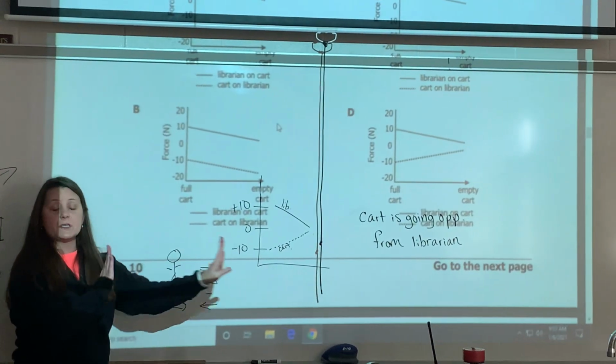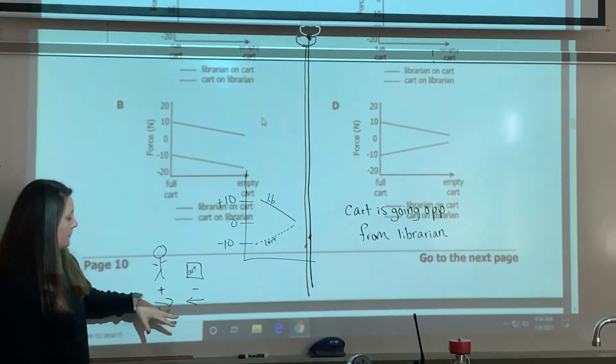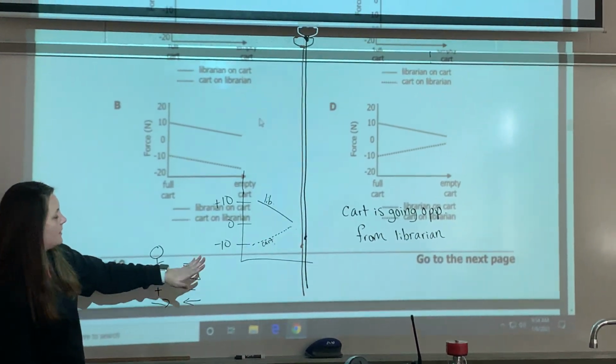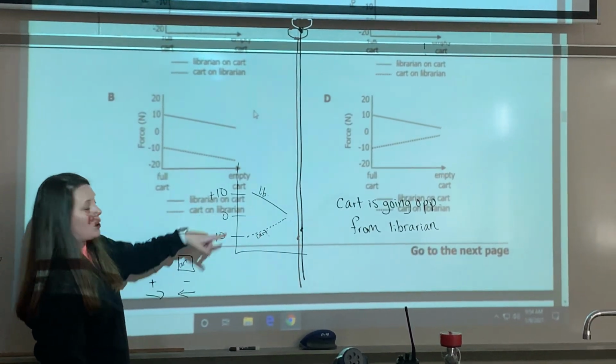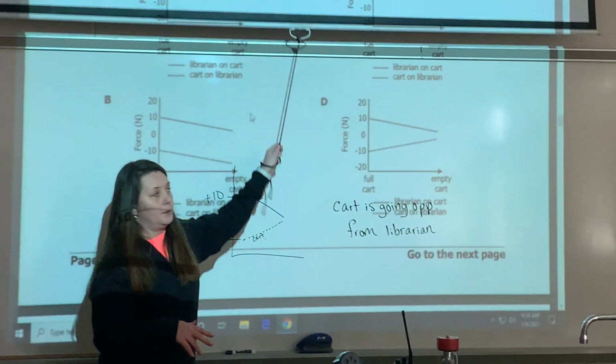If they were both going the same direction, they'd be positive, okay? But they're not. They're going opposite directions. So that's where we have a positive and a negative, okay? Then, here's our chart. I'm going to go ahead and give you the correct answer in this one to kind of help you out. It's right there.